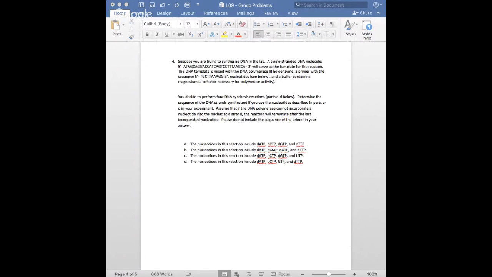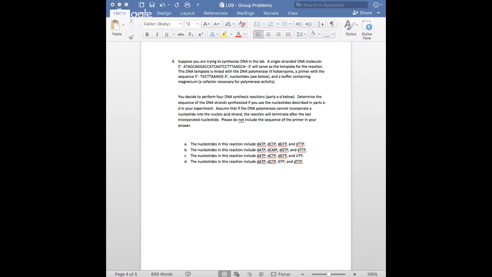And for question 4, you can see I drew out the template up here. And then for question A, since we're using the A, C, G, and T nucleotides, I just wrote out the complementary DNA strand. So I started with 3', ended with 5', and just made the complementary strand. A is paired with T, A with T, G is paired with C, G is paired with C.